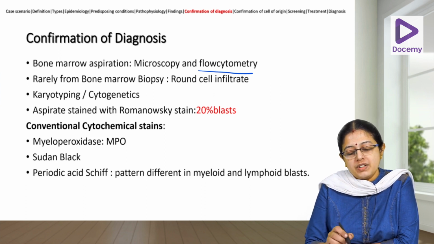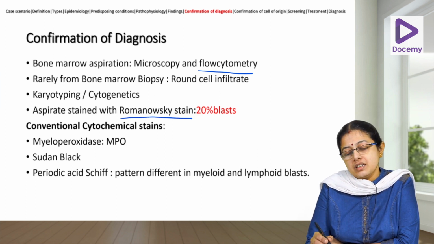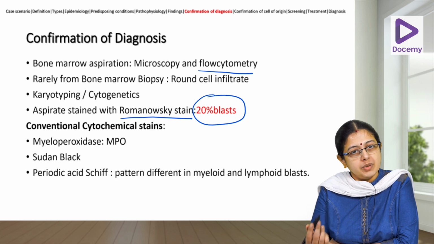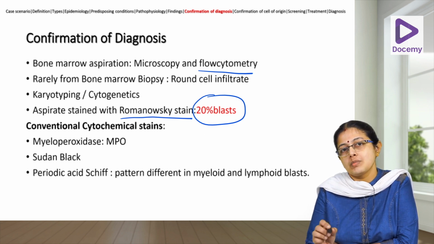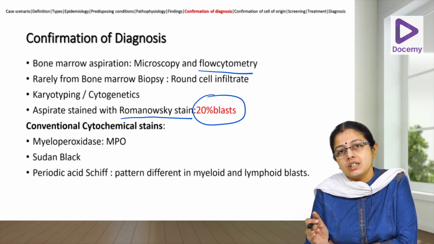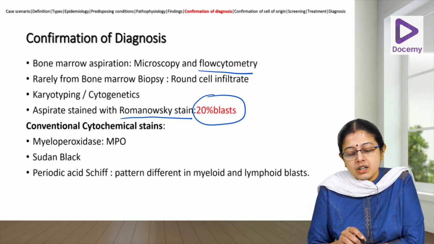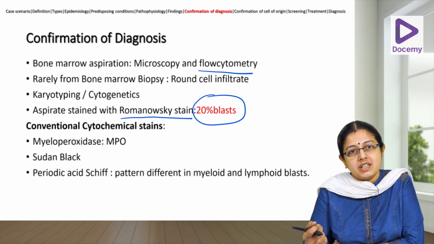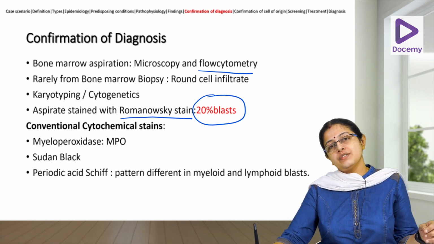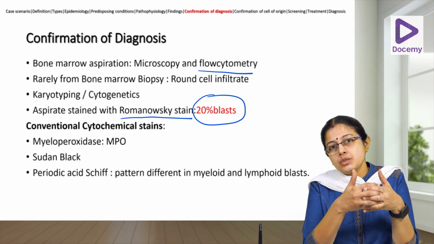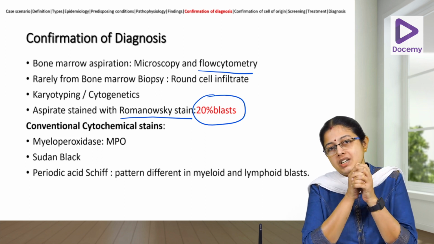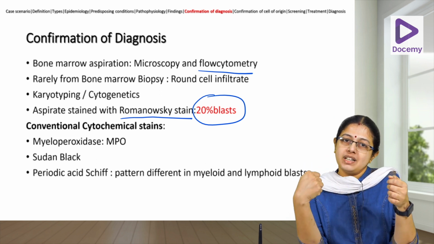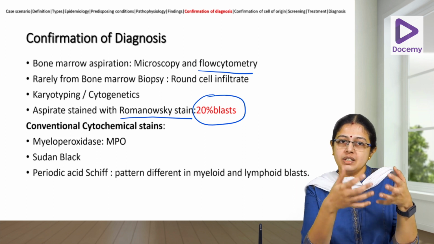So, microscopy, you are aware, the aspirate is stained with the Romanowsky stain, and 20% blast. Again, in the peripheral blood as well as the bone marrow aspirate, presence of 20% blast indicates acute leukemia. Now, rarely the bone marrow aspirate could be a dry tap, because the bone marrow is actually filled with all those cells and they stick to each other, and you are not able to aspirate the liquid marrow.